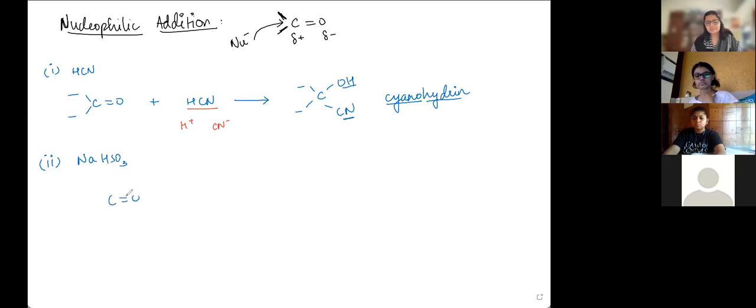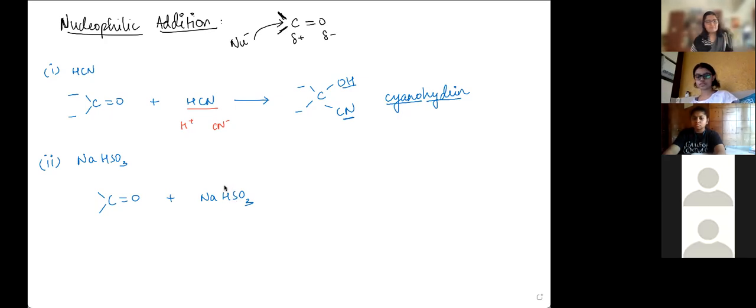Again, same funda. NaHSO3. So here, what is the positive part, which is the nucleophile? So H plus, no, Na plus, sorry, my bad. Na plus and HSO3 minus. It attaches at the sulfur part of it. That's the negative charge. Sorry, sulfur is the central atom, like one of the oxygens.